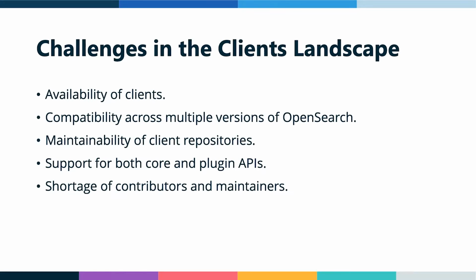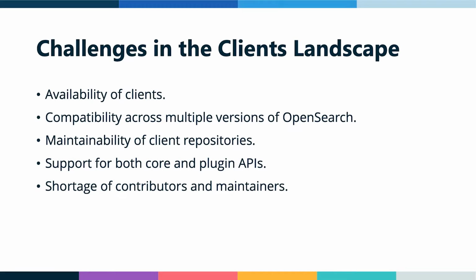Okay, so now let's talk about the challenges in the client landscape. One challenge is that every time a new version of OpenSearch releases with a new API, we need a client that supports that API. Moving to the next challenge: if you want to upgrade a server, you would want to upgrade the client first to a version that supports both the current and the next version of the server, and then upgrade the server, so that you avoid any kind of downtime during the upgrade.